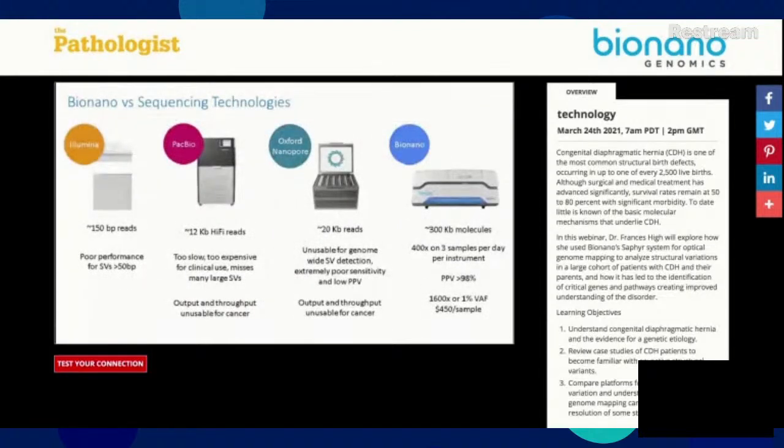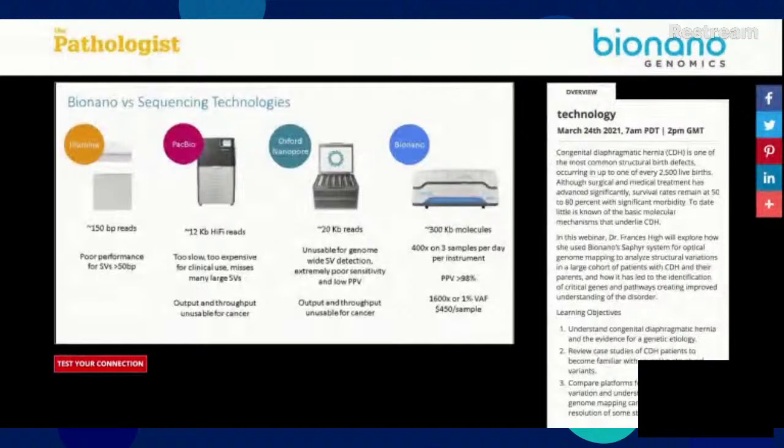And so compared to sequencing technologies, Bionano has really the unique advantage of having extremely long molecules. The average is about 300 kb, but we go as long as 2.5 megabases, and that's really orders of magnitude more than even long-read sequencing. And that allows us to call these structural variants with much higher sensitivity, but also at a very high throughput.